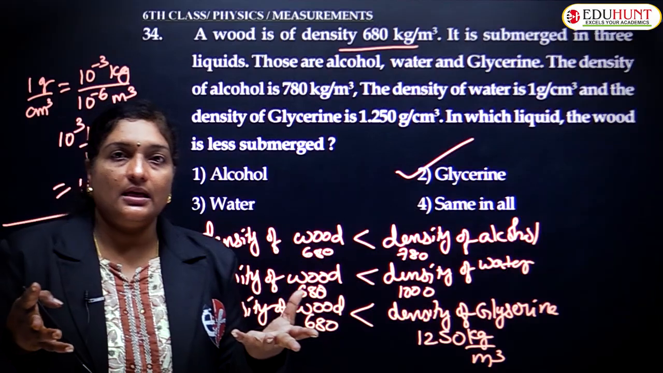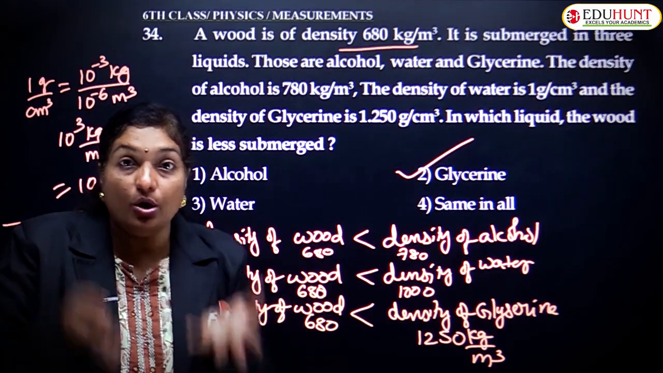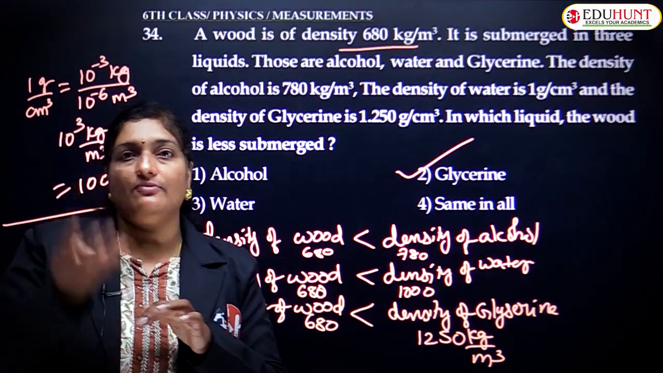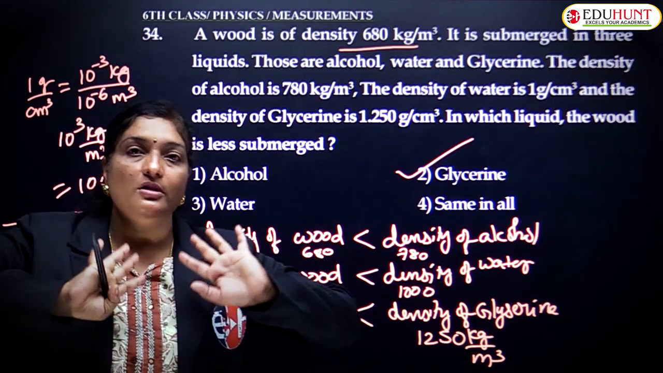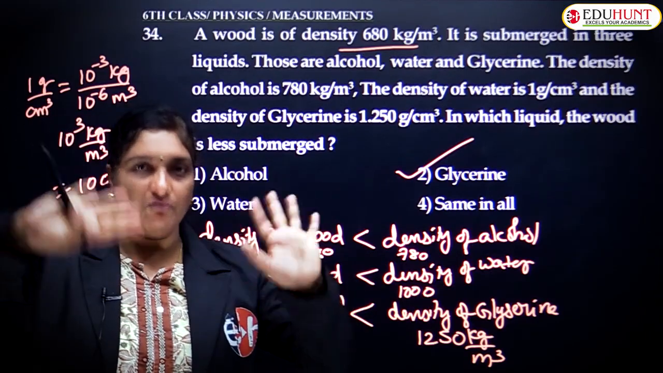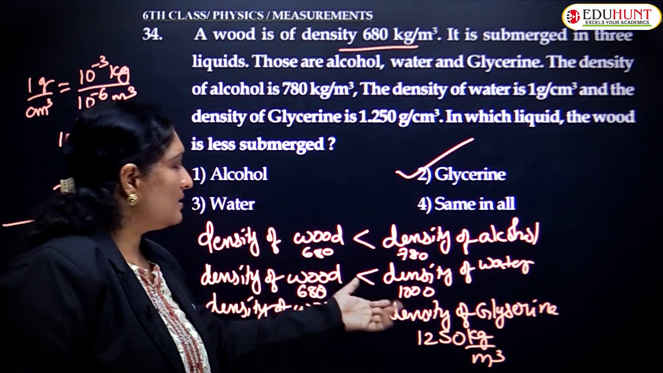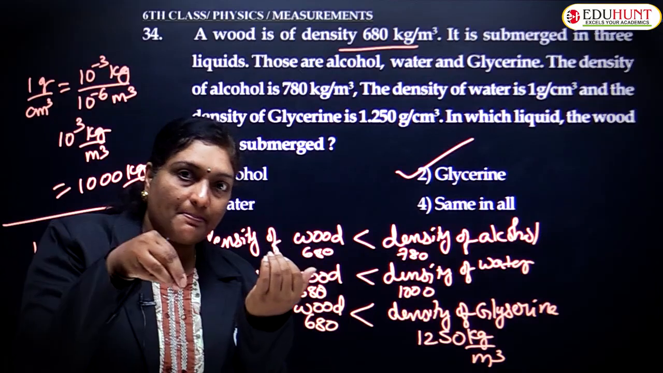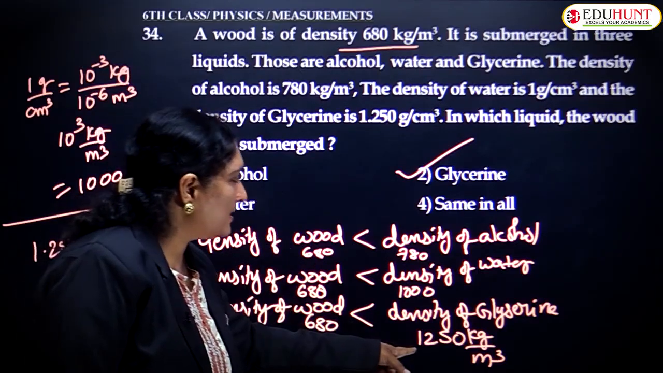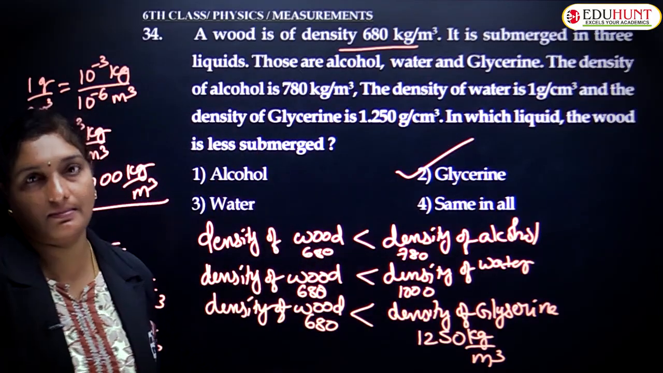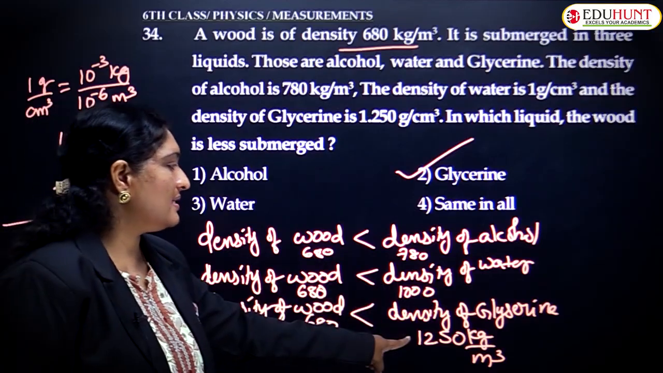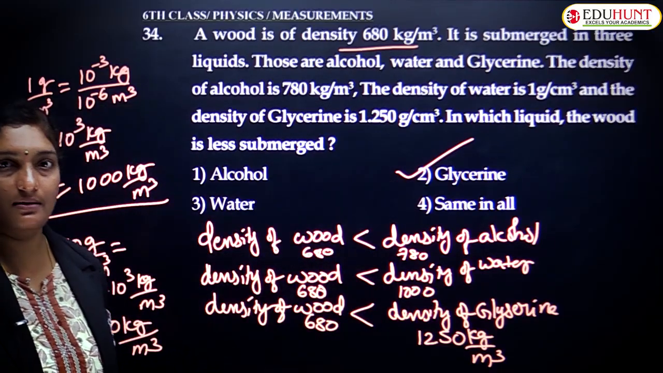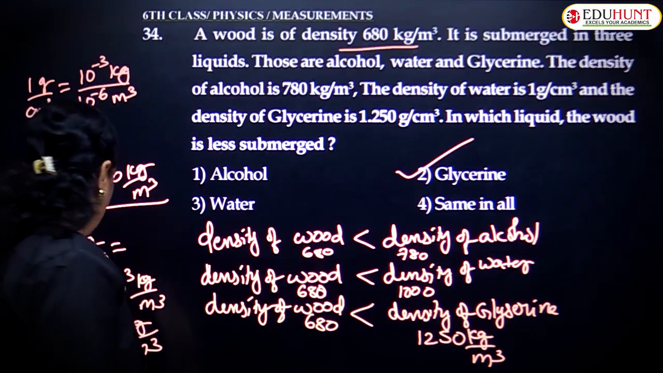Higher the density, lesser will be submerged, more will be floating. Higher the density, more upthrust, buoyancy force is acting. This is a new part to you. So because of that upward pushing force, this will float more. That means it will be immersed less. It will be submerged less. So more the density, lesser it will be submerged. So as glycerin density is more, the wood will be submerged less in glycerin. Okay, children, go through this concept once again.